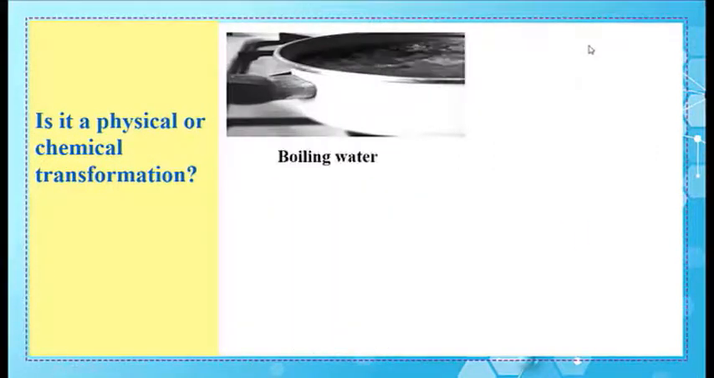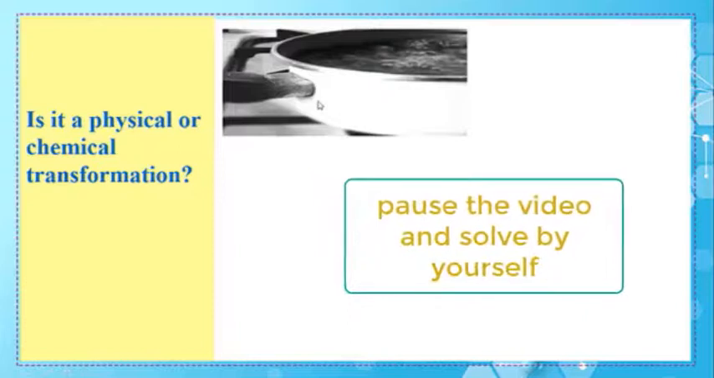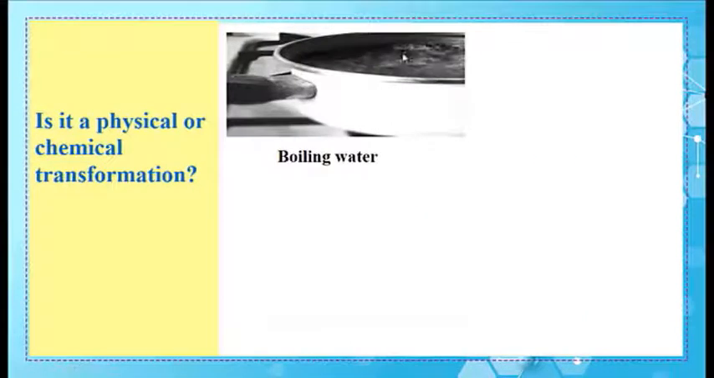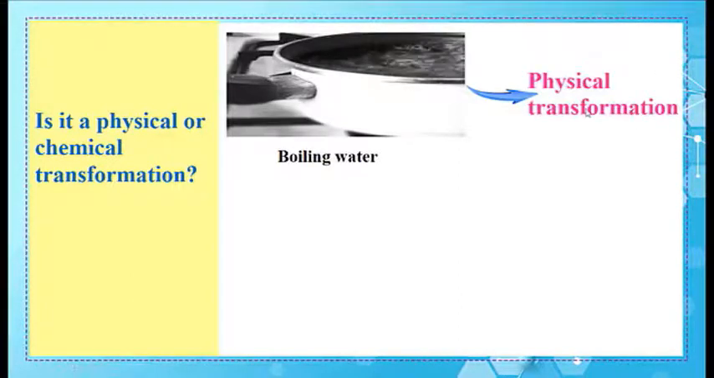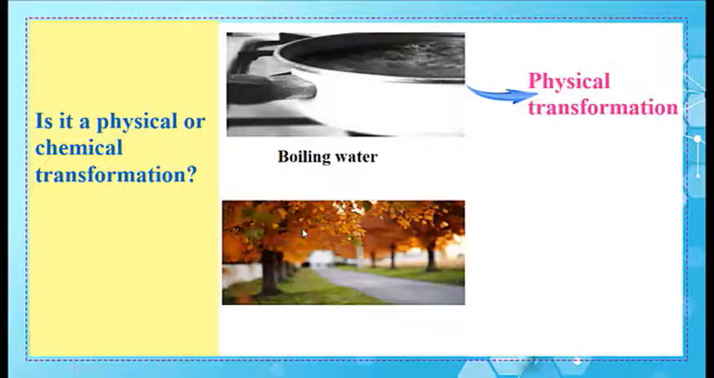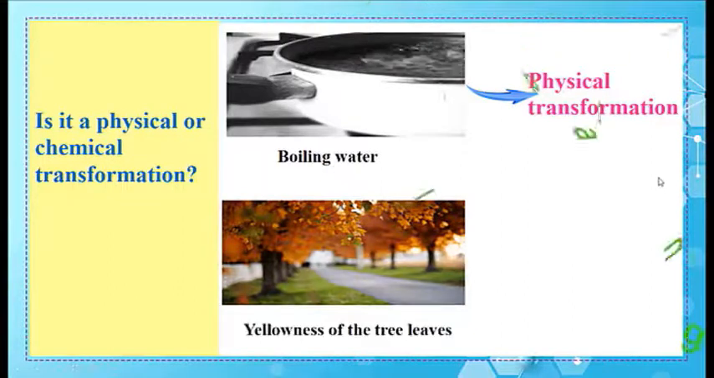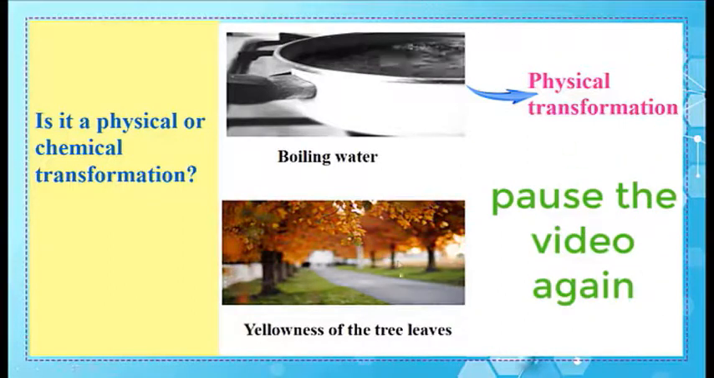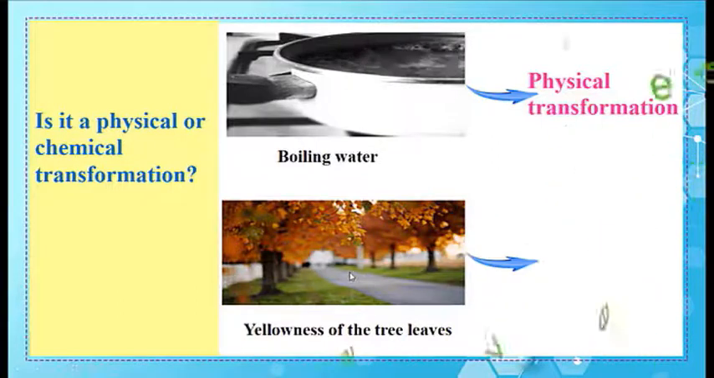What about boiling water? Pause the video. Do we obtain new substances? Think. Is it physical or chemical? It's physical, since no new substances are obtained, I'm changing liquid to gas. What about yellowness of tree leaves? Pause the video again. Do we still have the same substance or are new substances obtained? Good, it's chemical.